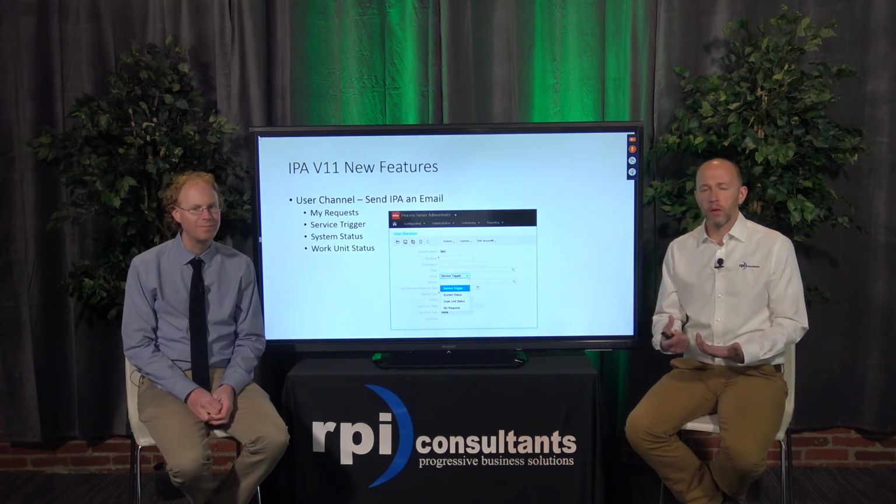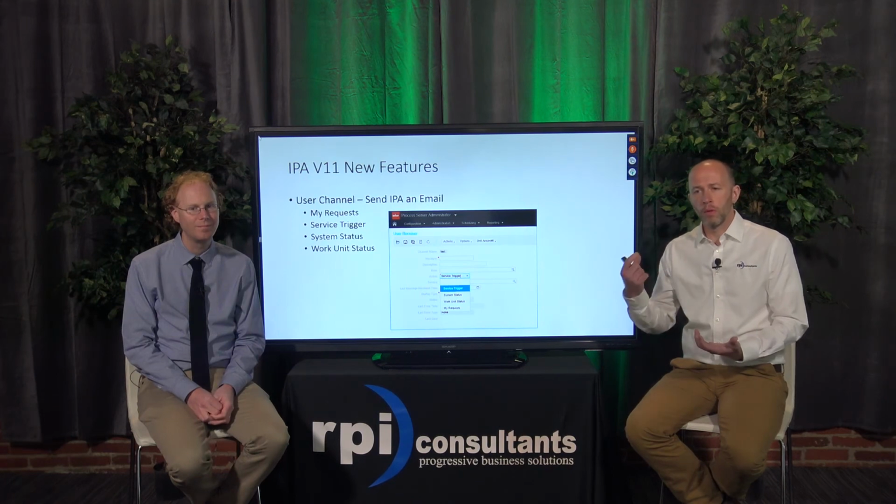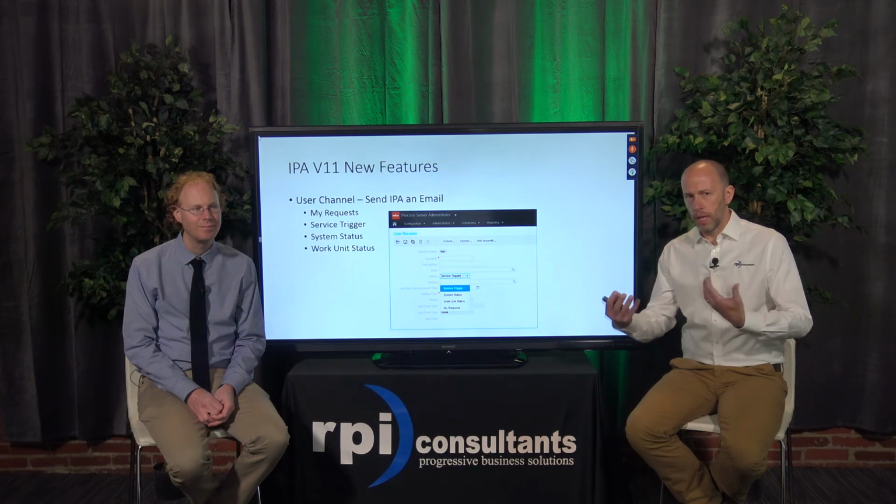My request goes out and will look at the system and see, okay, what action requests do you personally have? And it will send you back a report that basically says, okay, here's all the work units that were triggered by you, and here's the current status of them. And this is for ones that are currently active. So ones that are completed wouldn't show up in that report.